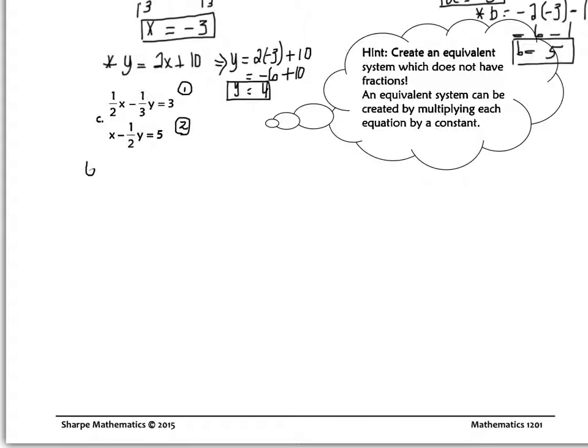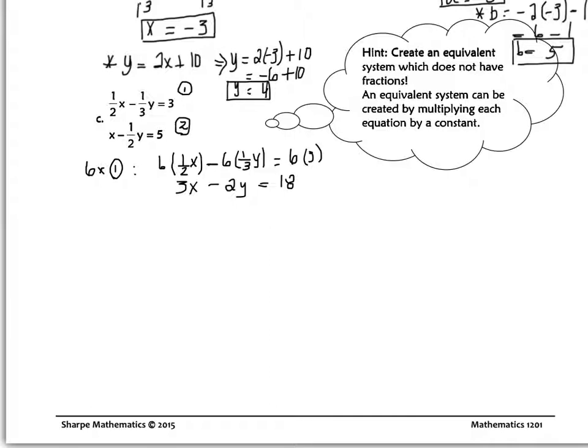So if I multiply the top equation by 6, we will get an equivalent equation. 6 times a half x minus 6 times a third y equals 6 times 3. So we've multiplied everything on both sides by 6. That's going to give us 3x minus 2y equals 18. So that's our new equation 1.